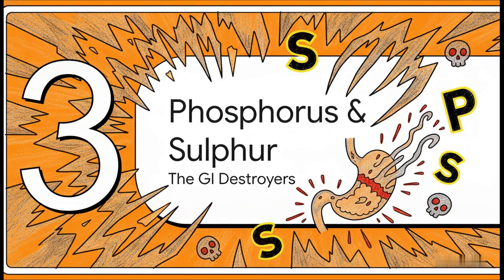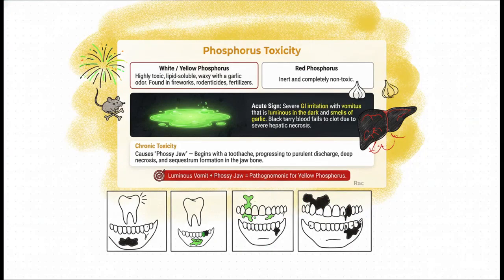Section 3. Phosphorus and sulfur toxins, the GI and systemic destroyers. Okay, these next toxins are aggressive, systemic destroyers, and their signs are completely unmistakable. First up is white or yellow phosphorus. Just a quick note, red phosphorus is completely inert and non-toxic, but white or yellow phosphorus is waxy, highly toxic, and commonly found in fireworks and rodenticides.